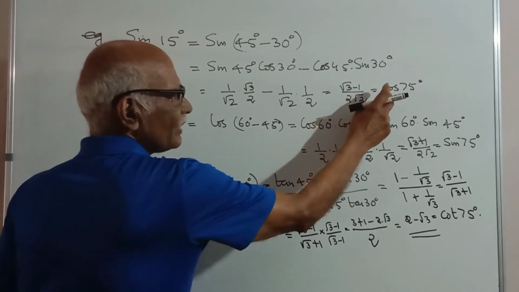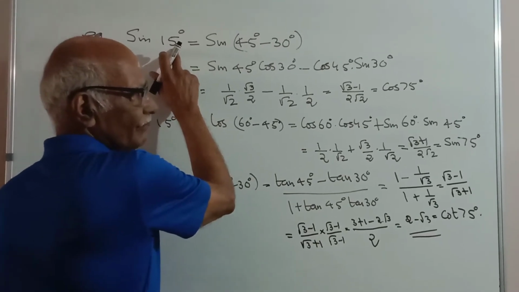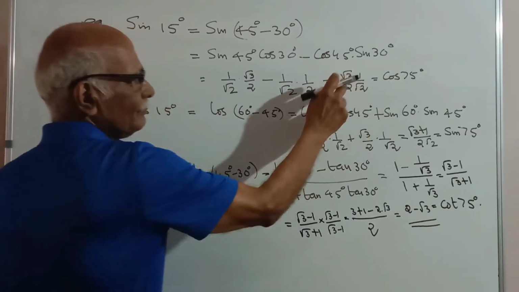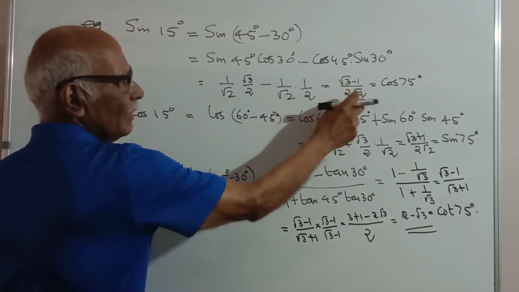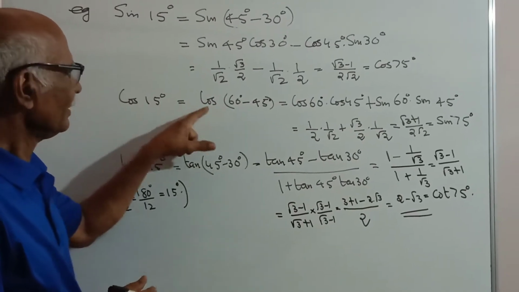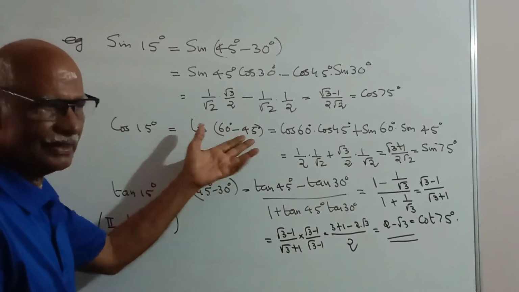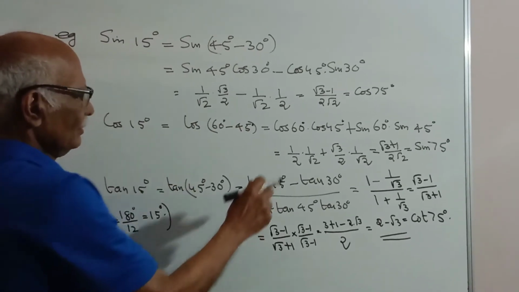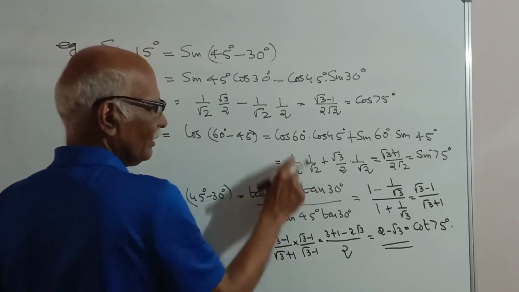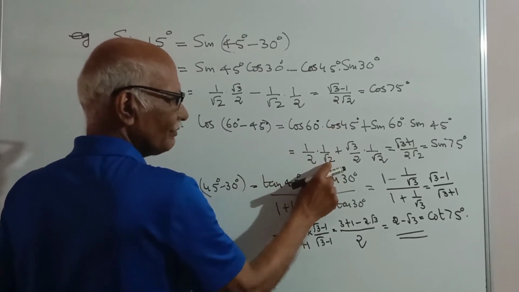It is also cosine of the complement. 90 minus 15 is 75. So sin 15 is cos 75, equals (root 3 minus 1) by 2 root 2. Similarly, go for cos 15. It is cos of 60 minus 45. You can take 45 minus 30, no harm. So it is cos 60 cos 45 plus sin 60 sin 45. Cos 60 is sin 30, which is 1 by 2. Cos 45 is 1 by root 2.